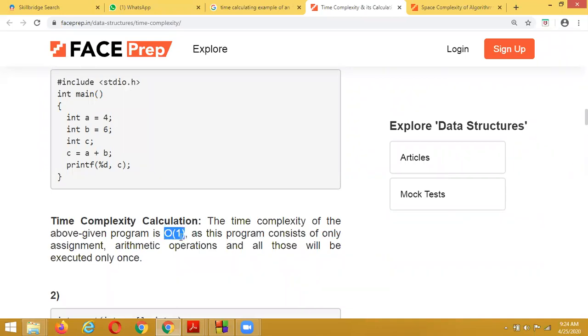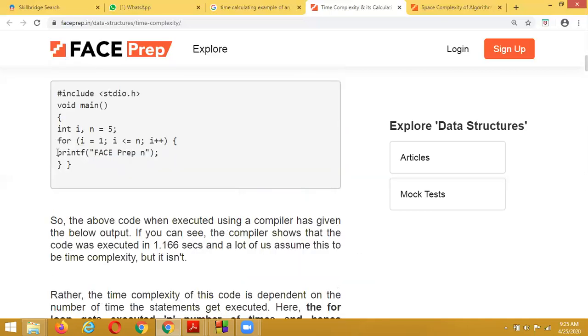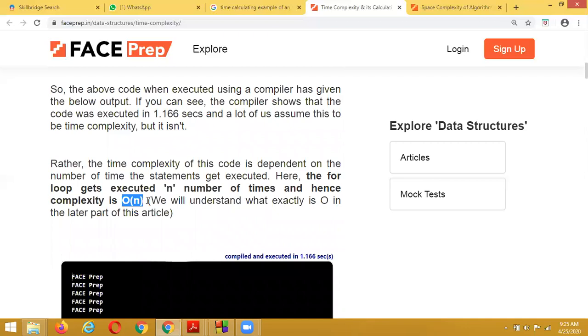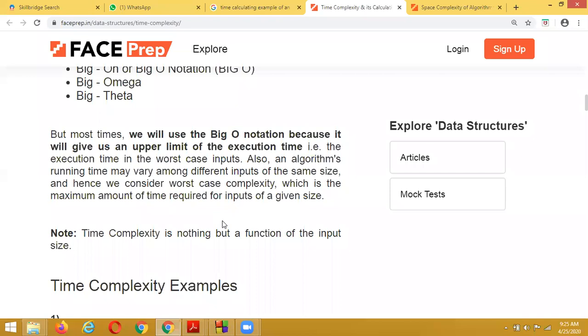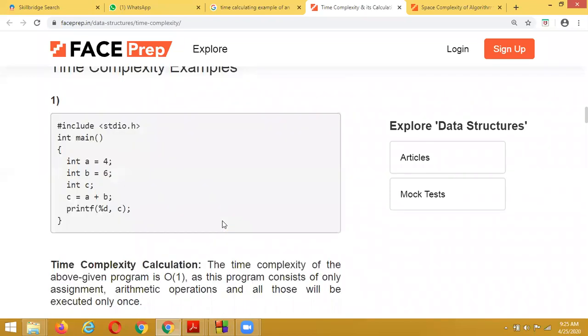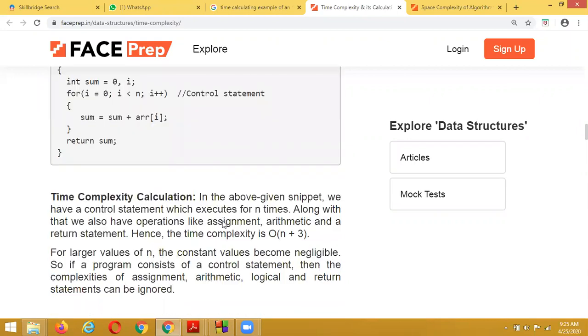I think all of you get the idea. What have you understood? If the print statement is executed only one time, we indicate the time complexity as O of 1. Here we have the statement inside a for loop, so it is executed n number of times, and we indicate this time complexity as O of n. Now we know when to represent O of 1 and when to represent O of n.